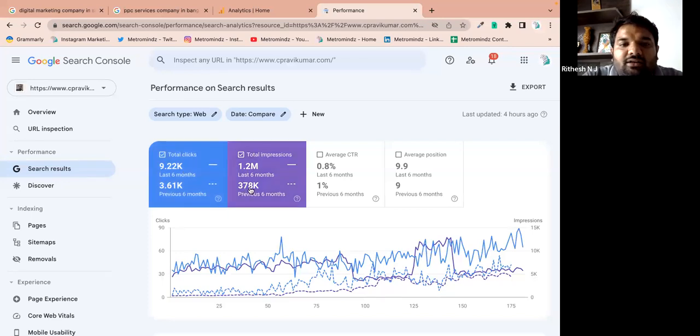Now you can see from 4 lakh to 1.2 million, that is 3 times. Three times, we were able to reach the people. And instead of 3.5K clicks, you can see in the last 6 months, the clicks have reached somewhere around 9.3K. That means we have reached thrice the people.